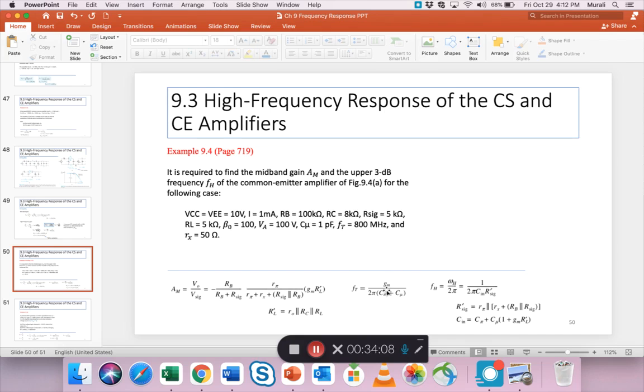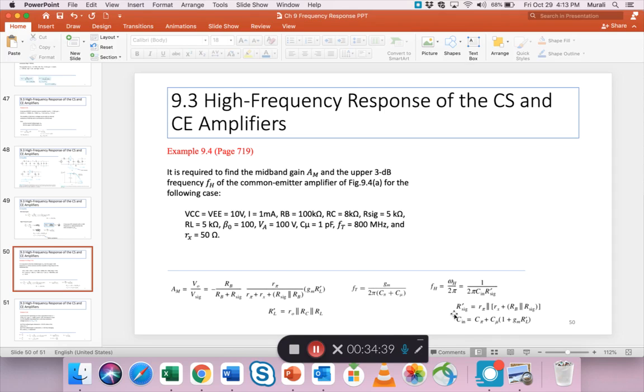Now, one interesting thing in this example is that he's given us Ft. In the previous MOSFET example, the Ft wasn't given. So I think what's happening here is, instead of giving C mu and C pi, he's given us Ft and C mu, and he wants us to find C pi ourselves.